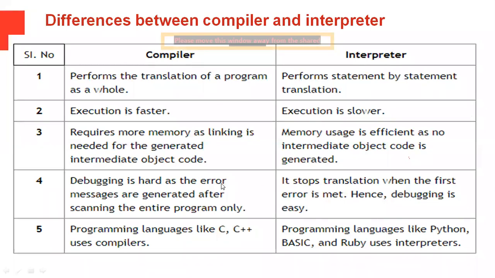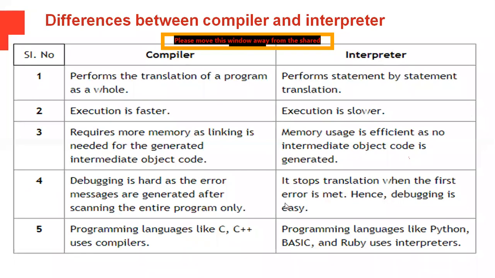And here debugging is hard because of the error messages. For example, we can write a program of 100 lines. The entire source program is converted into low level language, so we can get 10 errors during the compilation. Rectifying 10 error messages is very hard when compared to interpreter. Why? Because the entire program is converted at a time, so we get 10 error messages, and solving those is somewhat difficult when compared to interpreter.